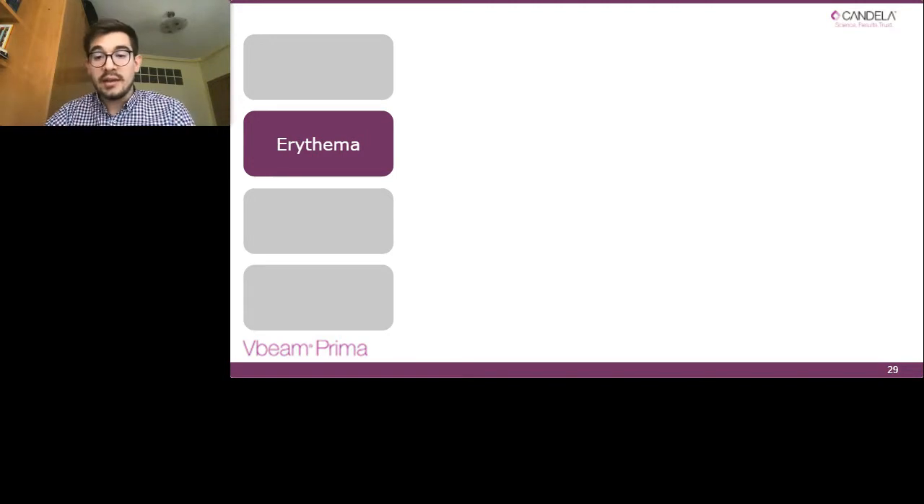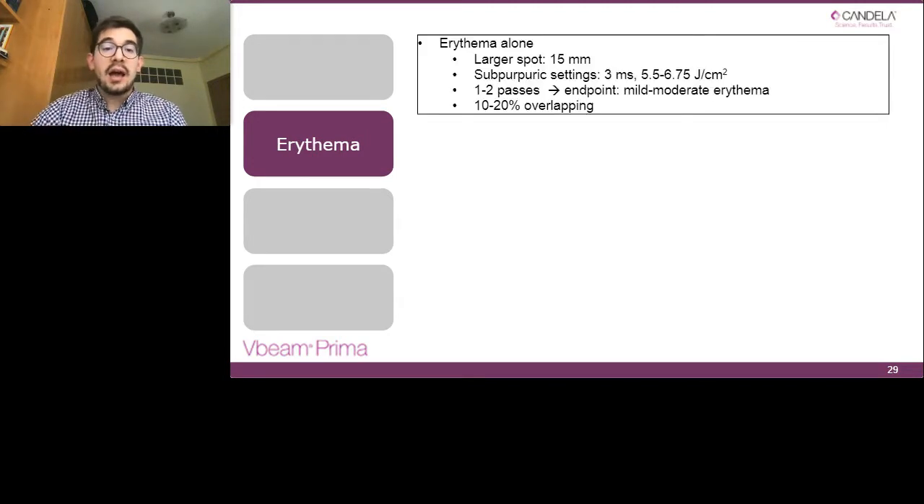When there is just erythema, I use the largest spot I've got, which is the 50 millimeter spot. This is mainly to shorten the duration of the session. You're going to cover the area of the face faster than when using a smaller spot, and the session is going to be shorter, so it's not going to be so uncomfortable for the patient. Also, when using the 50 millimeter spot, you gain a bit more depth when treating this patient.